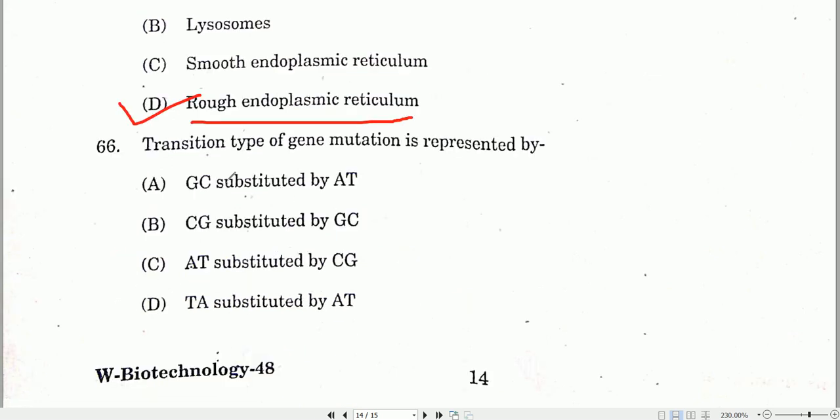Coming to question number 66. Transition type of gene mutation represented by G, that will be your GC substituted by AT. There are two kinds of point mutation. One is transition mutation, and another one is transversion mutation. In the transition mutation, one purine will be replaced by purine, and one pyrimidine will be replaced by pyrimidine. In case of a transversion point mutation, one purine base pair will be replaced by pyrimidine, and one pyrimidine base pair will be replaced by purine. So option A will be the correct one.